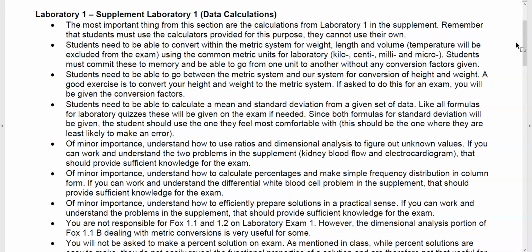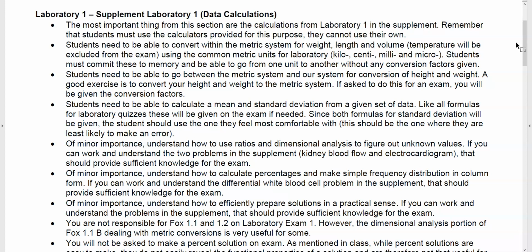All right, so some of the more important aspects: you need to be able to convert within the metric system for length, weight, and volume. All right, so temperature is excluded. Don't worry about temperature. And I just want you to be able to do it for the common metric units that we use in laboratory. Things that would appear in laboratory would be things like kilo, centi, milli, and micro. While some medical tests might measure things in pico or nanograms, for the most part, those are the big 4. So you need to be able to convert those fairly readily.